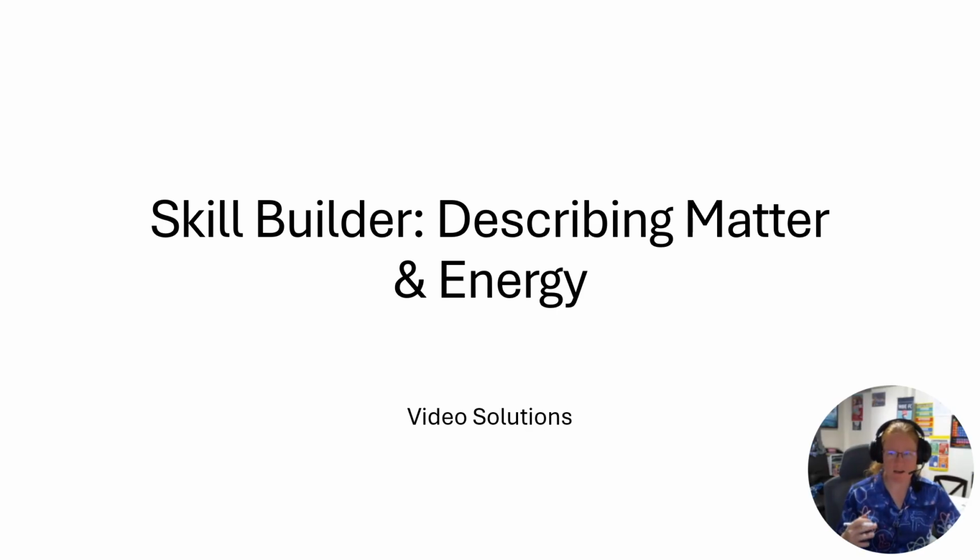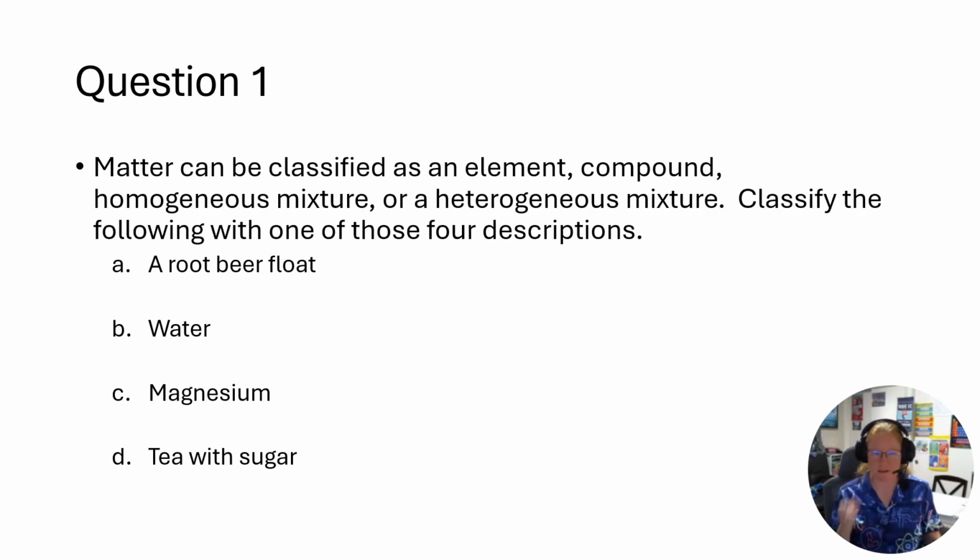Let's take a look at our describing matter and energy skill builder. All right, so our first question, we want to be able to classify matter. So I have four substances here. We need to figure out if they're a homogeneous mixture, a heterogeneous mixture, a compound, or an element. All right, so let's see here.